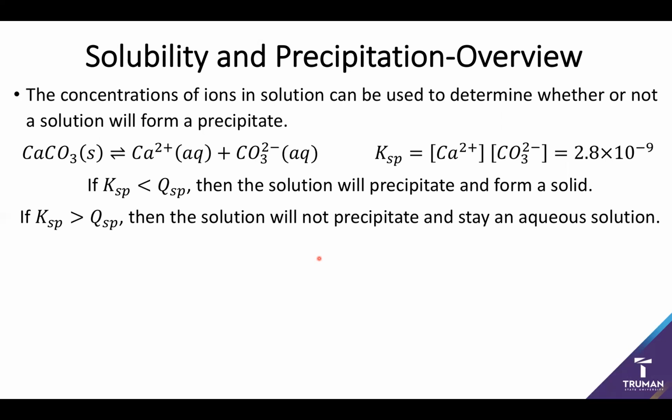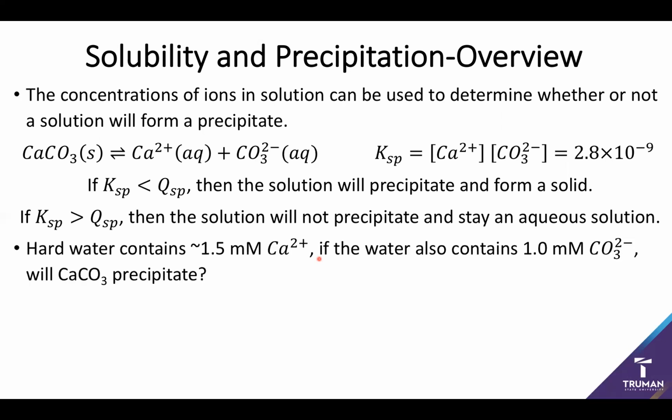So let's go ahead and take a nice common example. So hard water. Everyone in the Midwest complains about hard water. All that hard water means is that you have a lot of excess calcium present in your water supply. This often happens because you're getting water from limestone-rich deposits. Joy, oh joy. Now, if the water actually also contained a 1 millimolar concentration of carbonate, would I end up forming a calcium carbonate precipitate on all of my pipes and sinks?